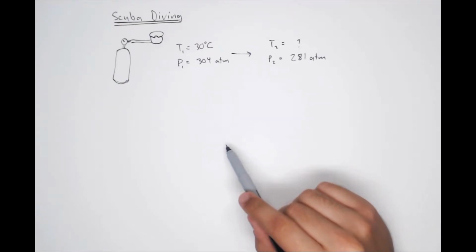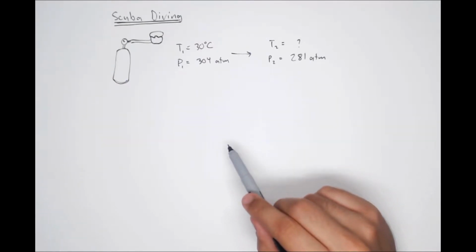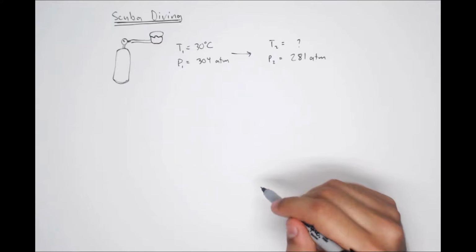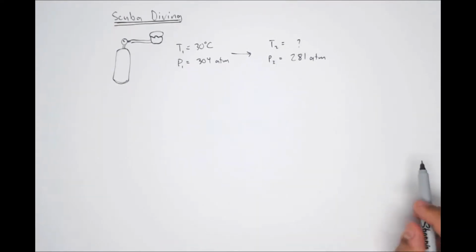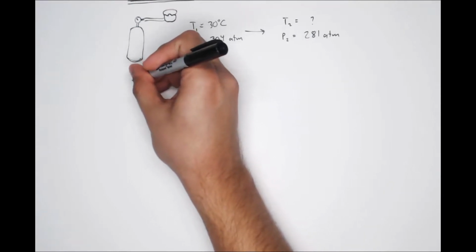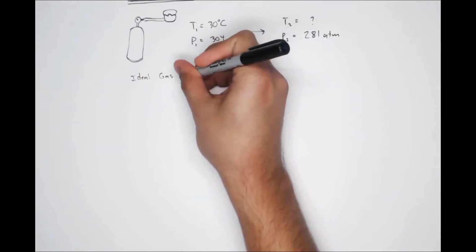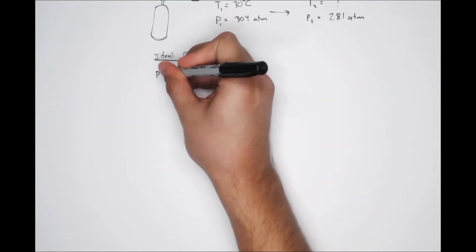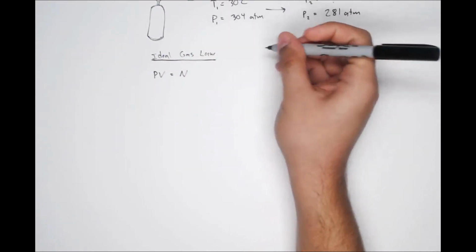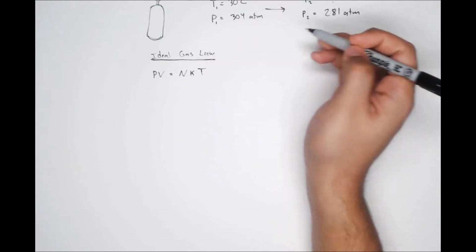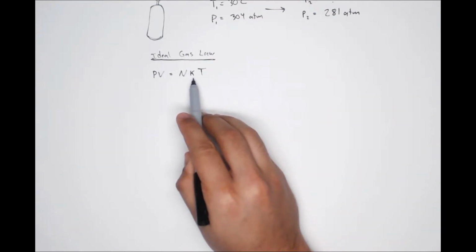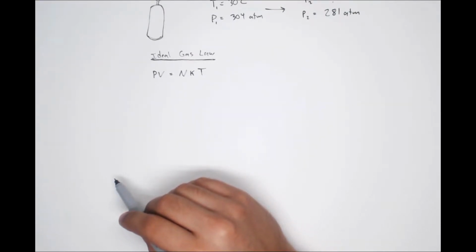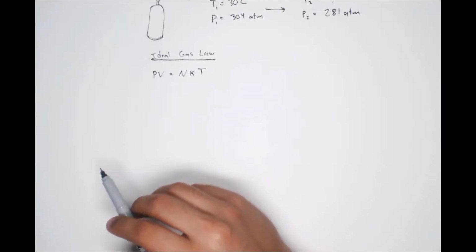To answer this problem, we need to use the ideal gas law, but not in a very direct way where we just plug in the numbers. We need to first process the ideal gas law to put it in a form that allows us to relate one pressure and temperature to another pressure and temperature. So let's begin with the ideal gas law. That says pressure times volume is equal to the number of molecules times k times T, where k is Boltzmann's constant. The strategy is to put all the variables that are changing on one side of the equation and the ones that are not changing on the other side.